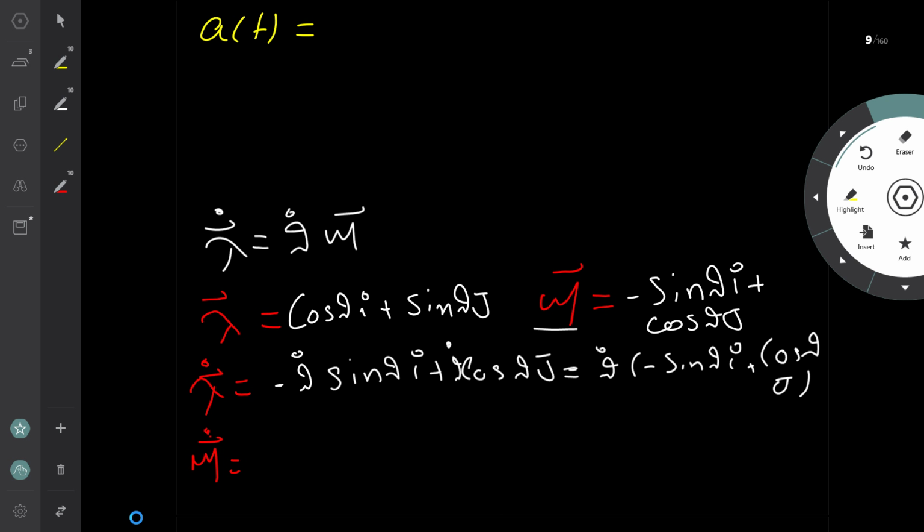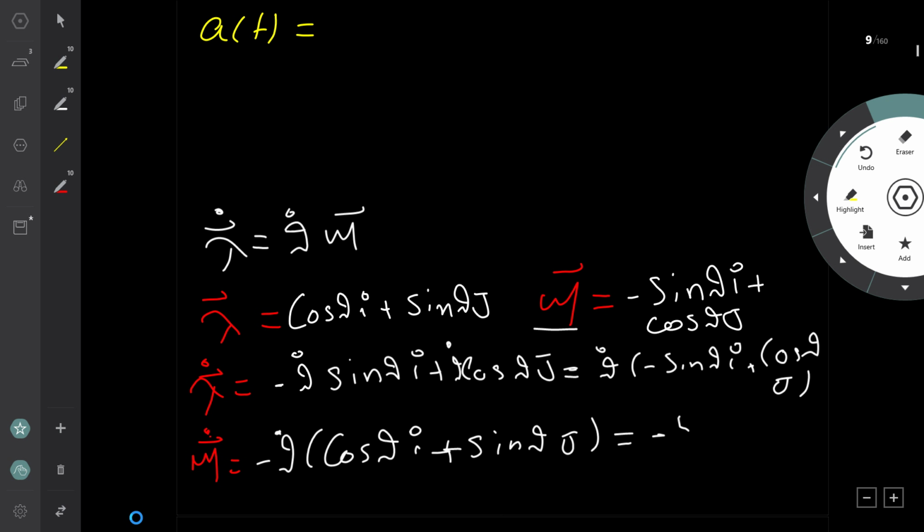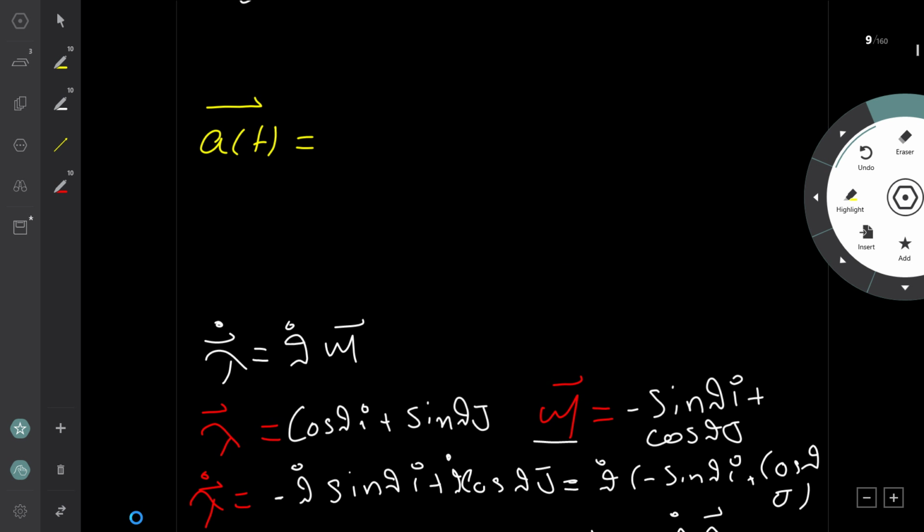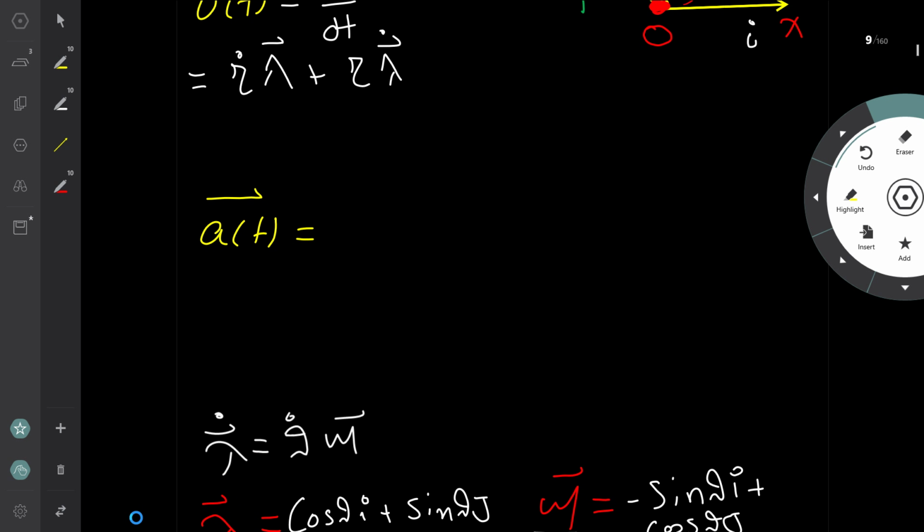What is mu dot? We will make the derivative. It will be minus theta dot cosine theta along i plus sine theta along j. If we look carefully, cosine theta along i plus sine theta along j is lambda, so we will get minus theta dot along lambda.